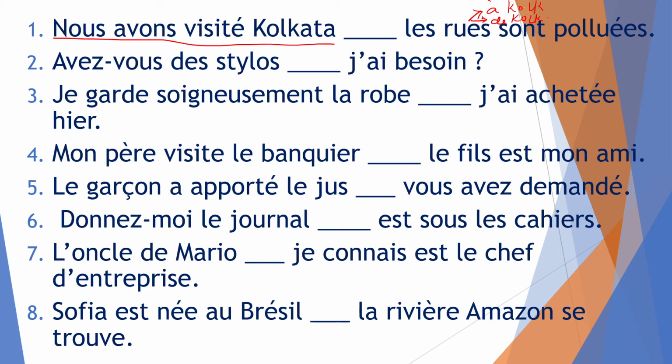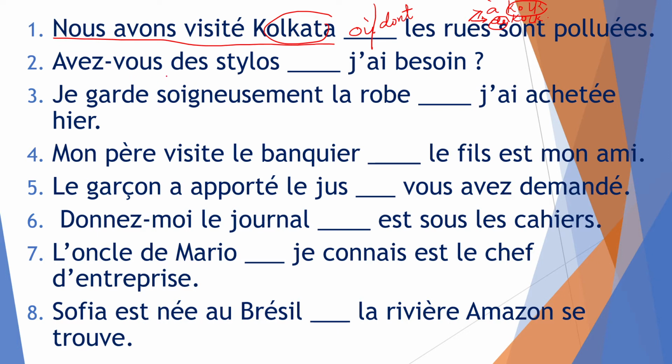If you take it as à Kolkata, it means you're talking about a place. So that means Kolkata, your answer will be où, because the place is the common factor. If you take it as de, that means you're talking about a possession, the roads of Calcutta, right? So then if you take it that way, it will become dont. But both are fine.